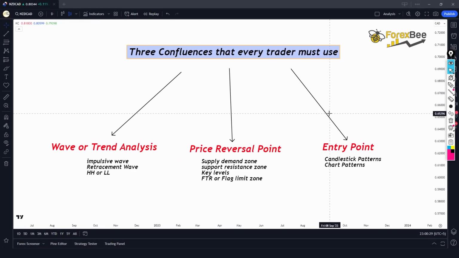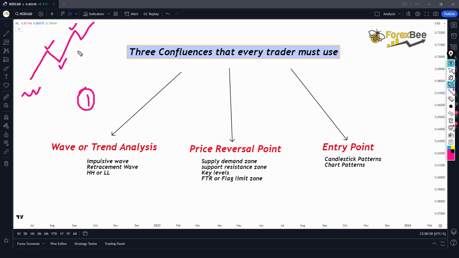Now let's get things started. First of all, there are three things that you must do in your analysis. The first one is the wave analysis. You have to perform the wave analysis to see what kind of wave is forming, whether the market is in a ranging market structure like this, or moving in impulsive and retracement waves like this, so that you can clearly know which direction the market is headed. If the market is making higher highs and higher lows, that means the market is in a bullish trend. And if the market is making lower highs and lower lows, then the market is in a bearish trend. So first of all, you have to perform the wave analysis.